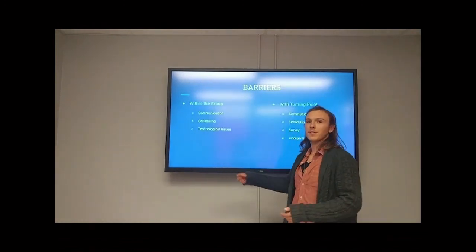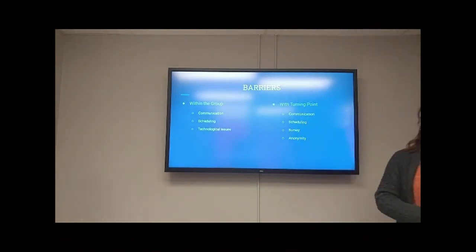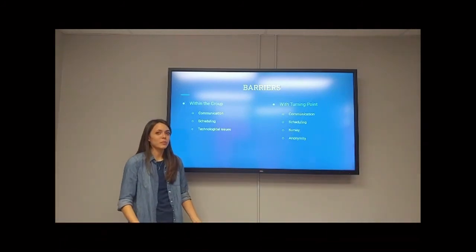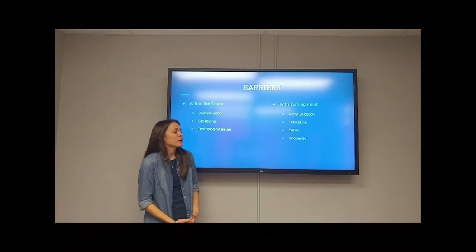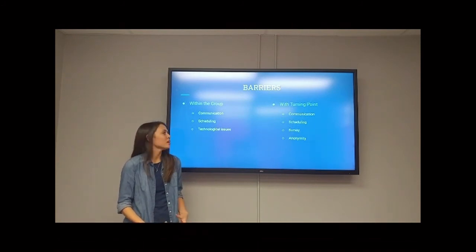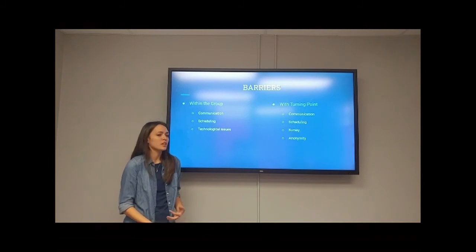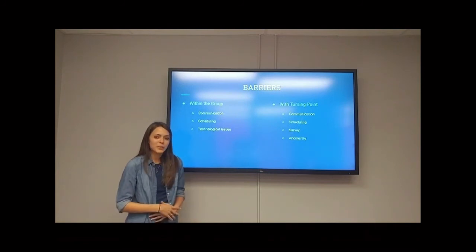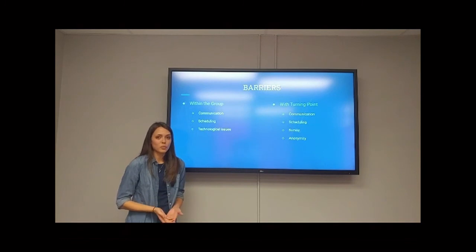Now I'll turn it over to Stephanie to go over barriers. Okay, some of the barriers that we faced were both within the group and with Turning Point. With our group, specifically, we had troubles with communication, scheduling, and technology issues. All of these really played together. Our group meetings were messing up, our notifications weren't coming through, and this really impacted how we were able to schedule times to meet and when we could talk to Turning Point themselves and just talk amongst our group.